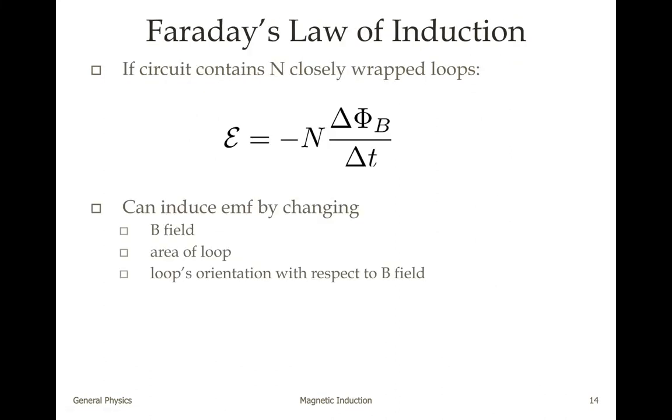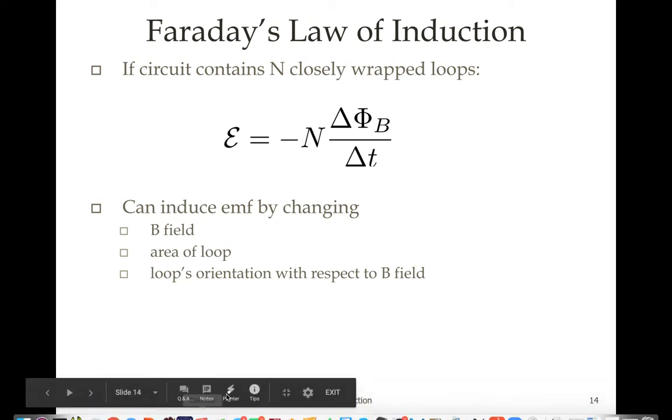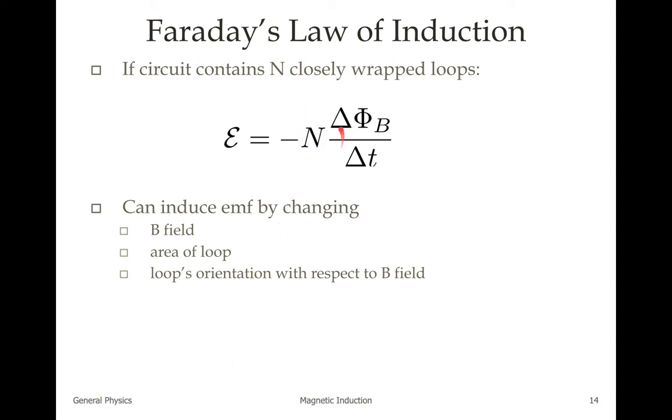Okay, so often you have not just one wire loop, but you have many loops, and the amount of current that you can generate then increases with the number of loops. So we have the same equation that we had before for Faraday's law of induction, but we're just adding this N out in front now. This is the number of loops that we're talking about. This we've seen before. This is just a change in magnetic flux over change in time.